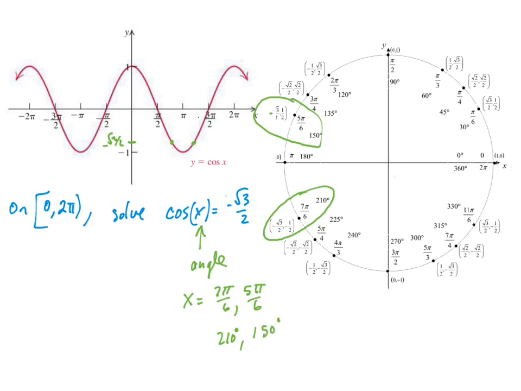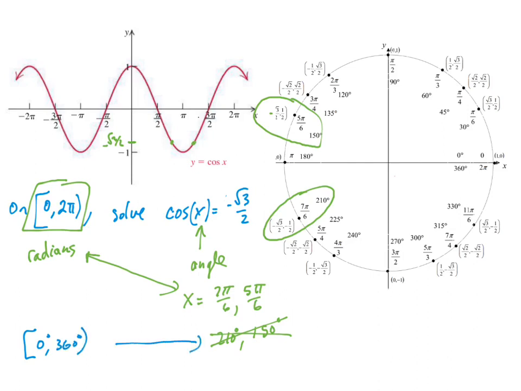Now, I'm just realizing we don't want to actually say this in degrees because this interval is in radians. So because the interval is in radians, we want our solution to also be in radians. If the interval was 0 degrees to 360 degrees, then we would give our solution in degrees. So this is how we know whether our solution should be in radians or degrees based on the format of that interval.